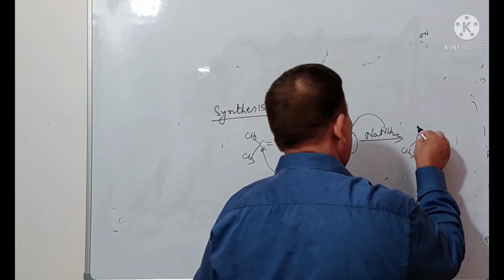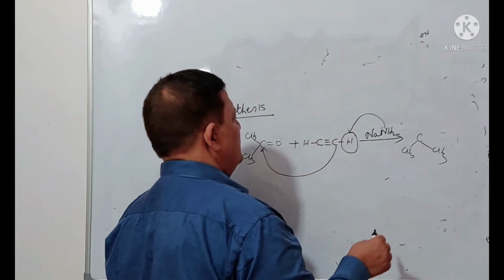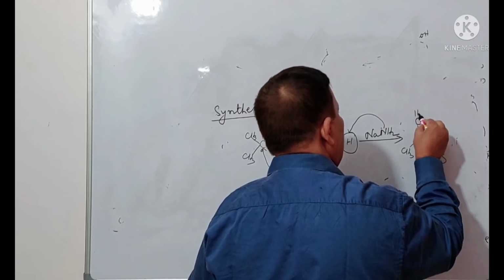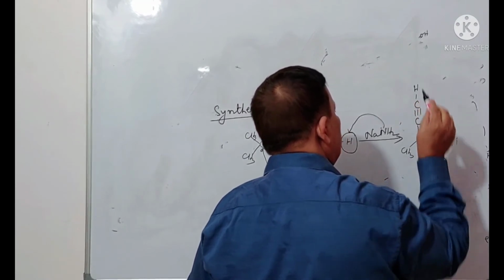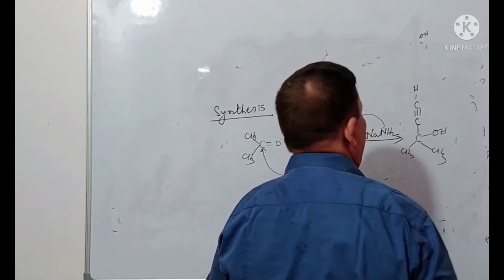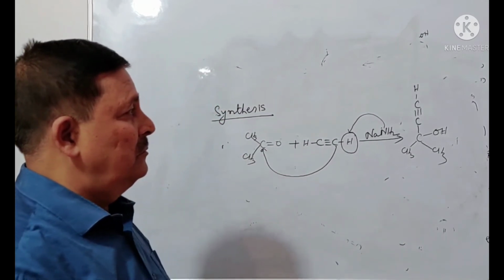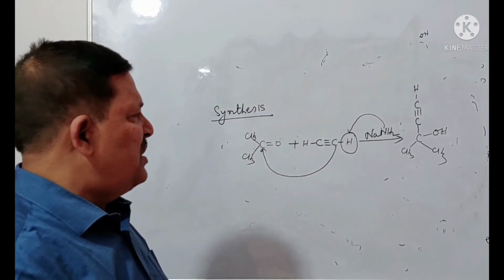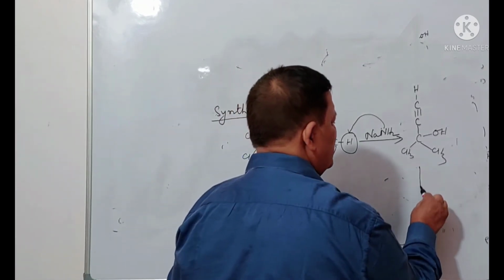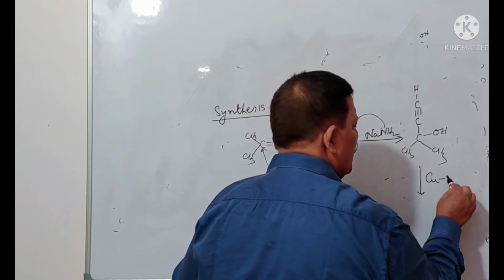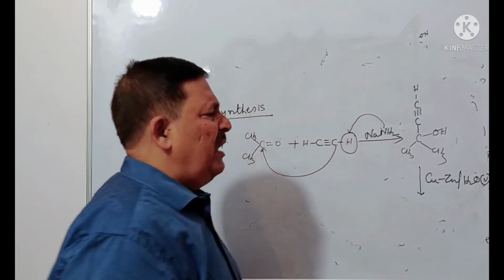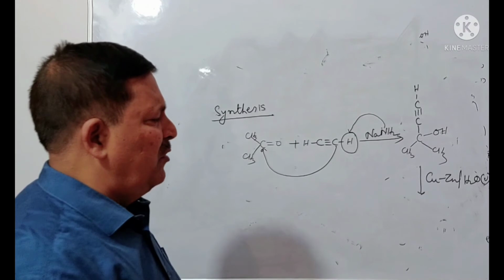We have CH3, this is now C, triple bond CH, and this became OH. This is nucleophilic addition at carbonyl carbon. This compound is selectively reduced, in which the carbon-carbon triple bond is reduced to a carbon-carbon double bond.